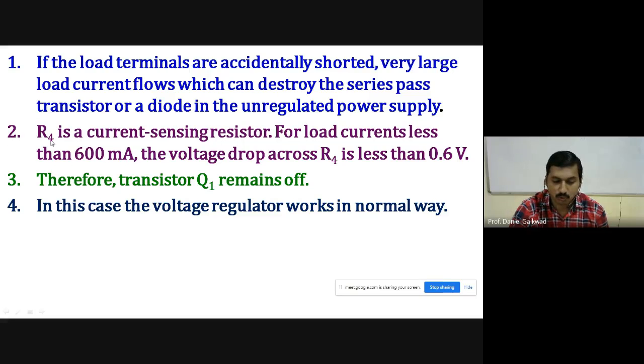Now we have the second point. R4 is the current sensing resistor. Now check carefully.